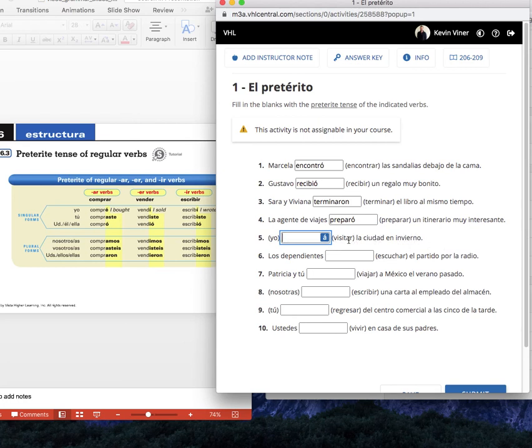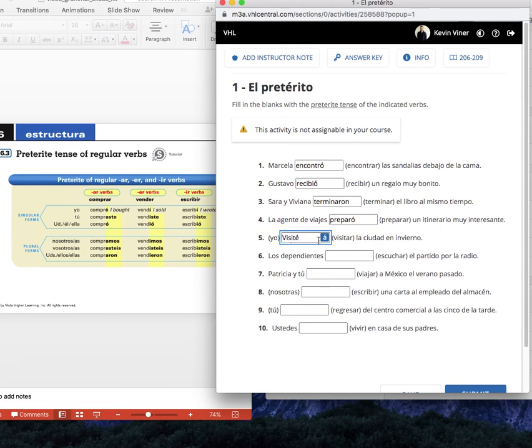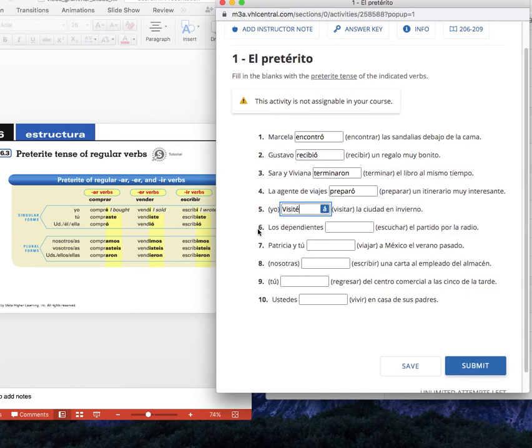Cinco. Yo, the verb is visitar la ciudad en invierno. Pause it. Alright, welcome back. So we'd say yo visité, ¿verdad? Con acento. Visité la ciudad en invierno. Excelente. Alright, continuando. Número 6. Los dependientes, and the verb is escuchar el partido por la radio.